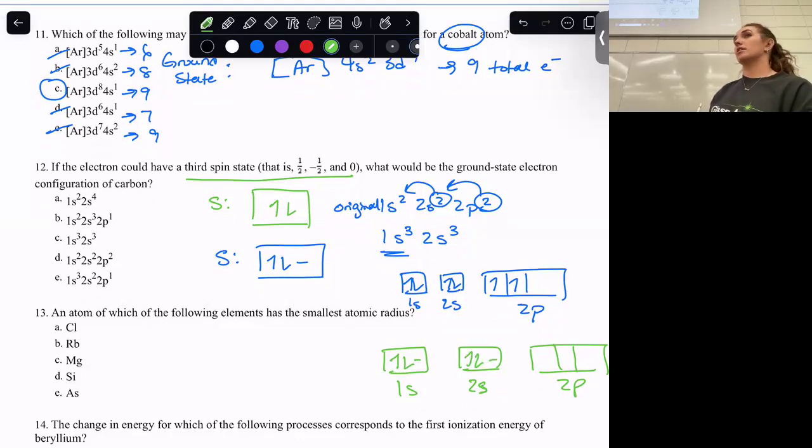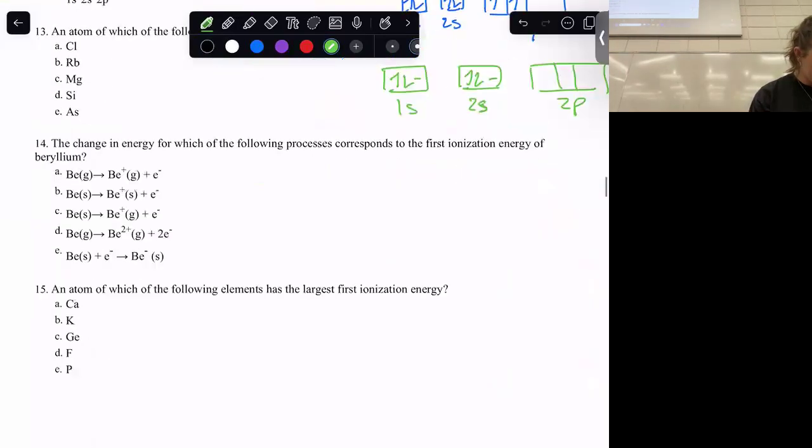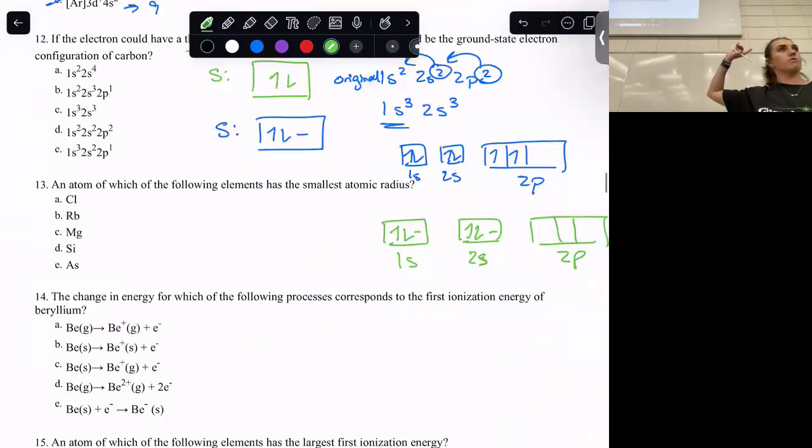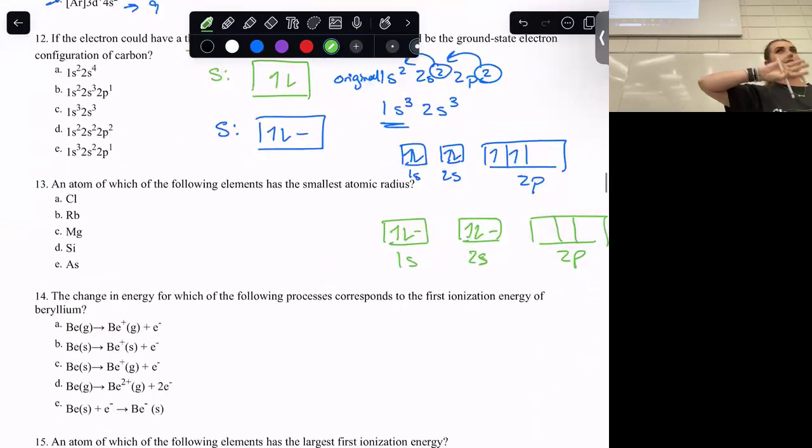Carbon only has 6 electrons. So by the time we get to the 2s and we use all 3 spins that are now available to us, we're done. We can't move on anymore. So now we can have 1s3, 2s3. Any other questions on 12? Does that make sense of how we're filling that up?